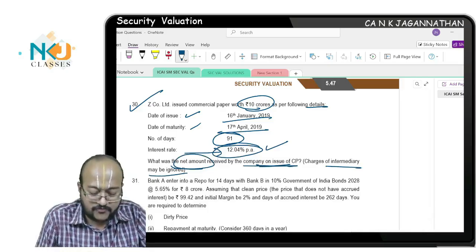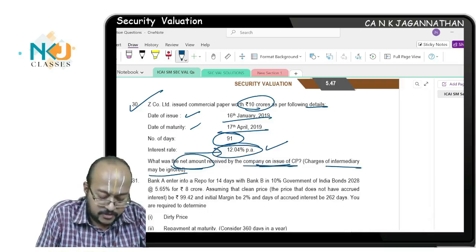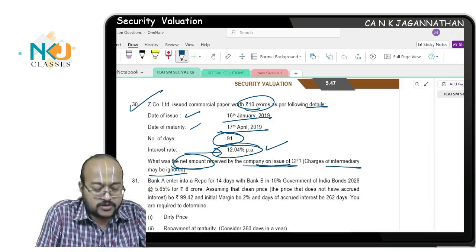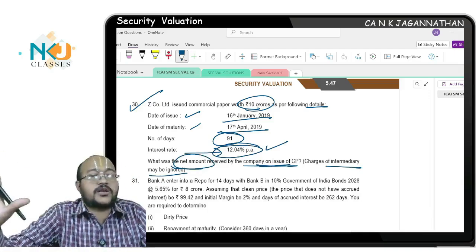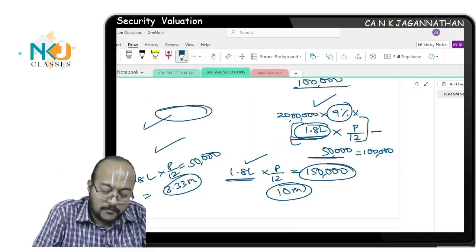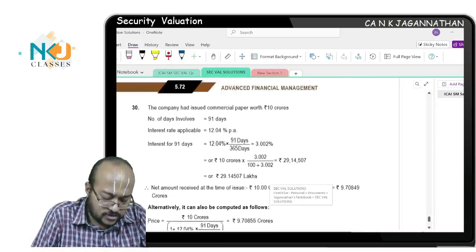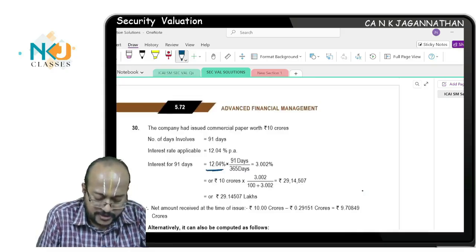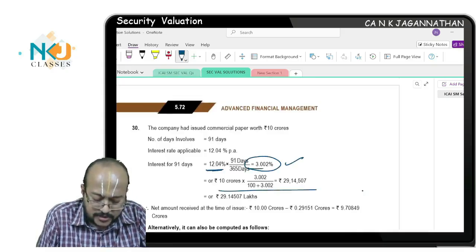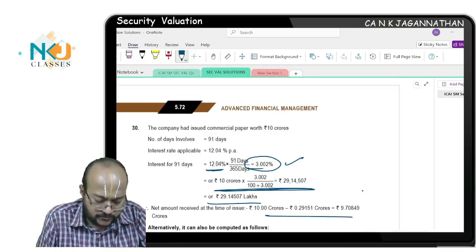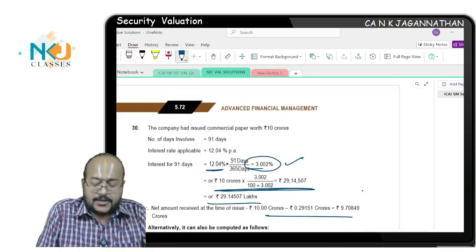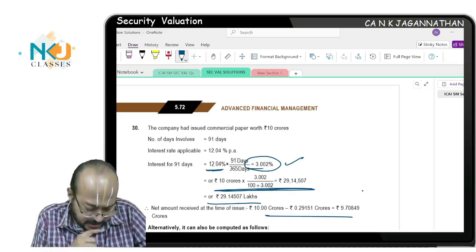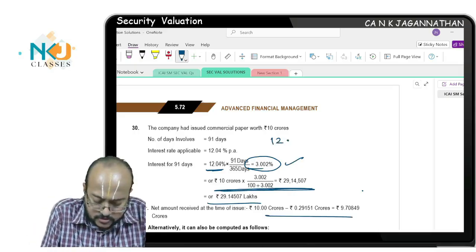Very simple and straightforward. They are asking for the issue price. 91 days is given, amount given as 10 crore. Assume this to be the face value of 10 crore. We solve the same way. See here, 12.04 into 91 by 365. They have computed interest for 91 days and found it like this. You can also find it another way. What is the annualized interest rate? 12.04.